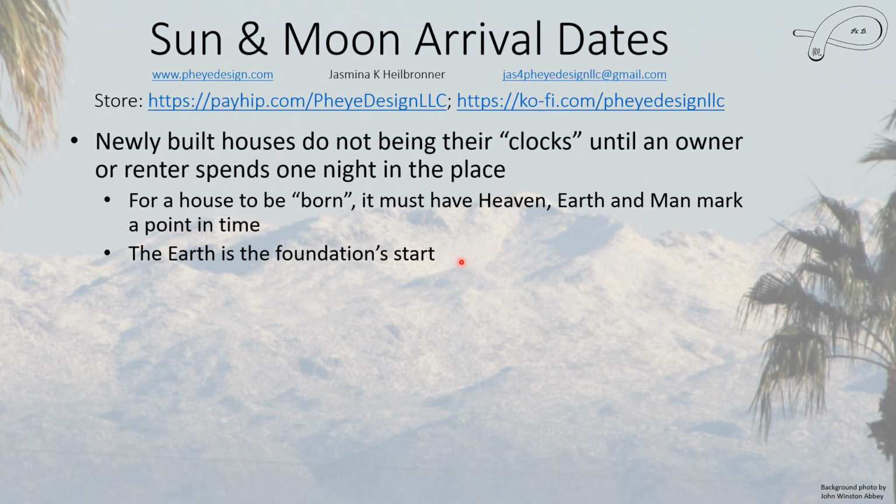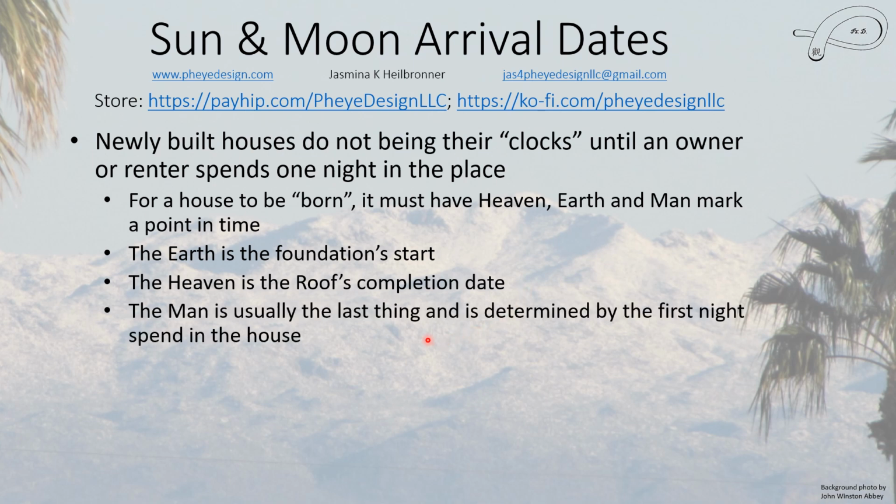So basically, the Earth date is marked as when the foundation starts. But that doesn't complete the house, of course. The heaven date is the roof's completion date, the roof of the entire house, not just part of it, but the entire one. But that's still not enough to give birth to the house. The last thing is almost always the man, and it is determined by the first night you spend in the house. So if your house started in period 8, but you don't sleep there until period 9, it's a period 9 house. And this is very consistent from everybody that I've listened to.